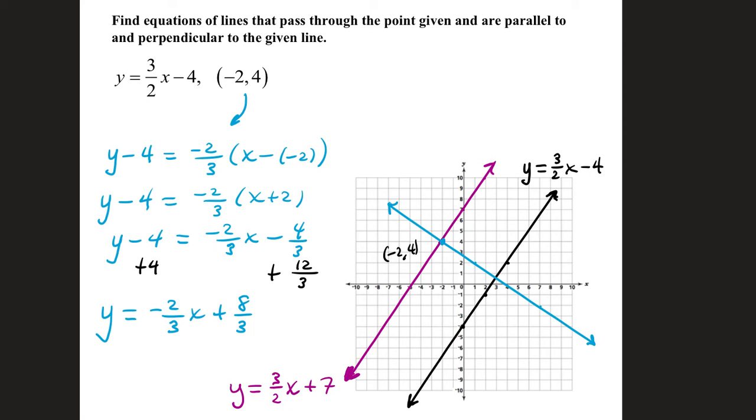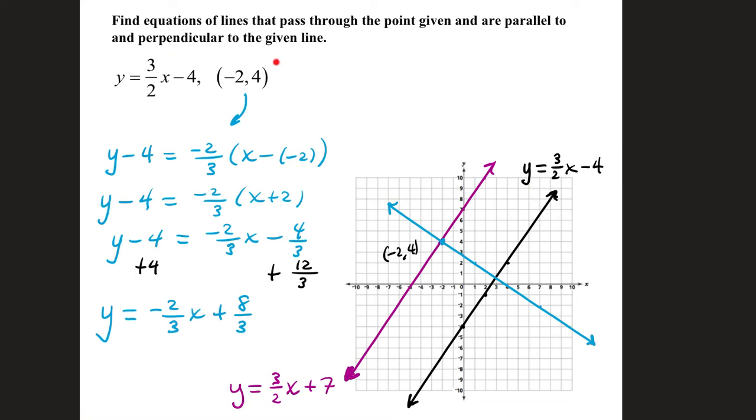A different example, same type of problem. They give us the line y equals 3 halves x minus 4. Let's plot that line. It has a y-intercept of negative 4, a slope of positive 3 halves. So from negative 4, if we count up 3 over 2, connect those dots, we get this black line. That represents the original linear equation given.